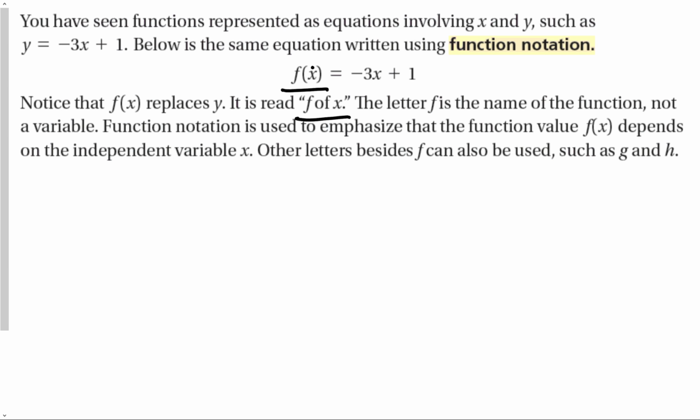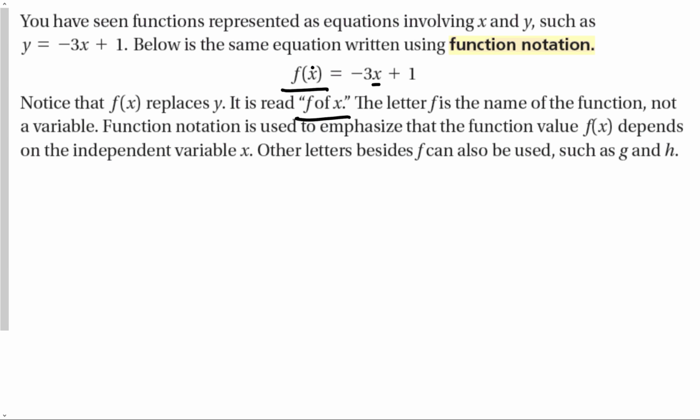The letter f is the name of the function, not a variable. Okay, that's very important, and a lot of people make that mistake. The f is just notation. And so is this x right there. That is just my input value, and I can clearly see that the function is in terms of x.